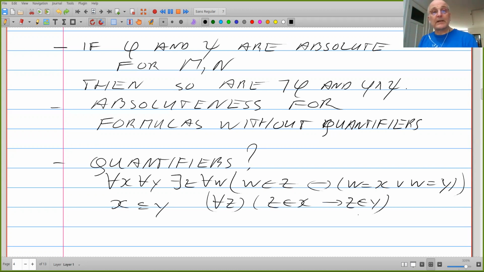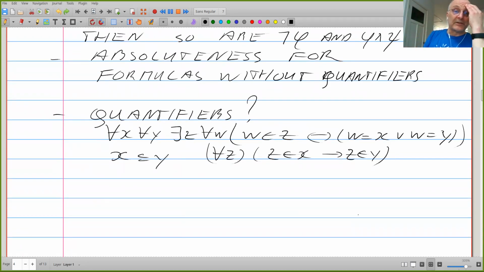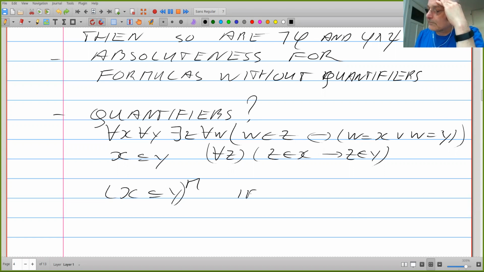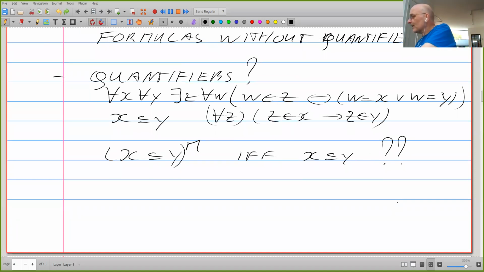Being a subset also is governed by quantifiers: for every z. And suddenly, the absoluteness becomes less clear, because if we know that... can we guarantee that x is a subset of y in N if and only if x is a subset of y in the real world?